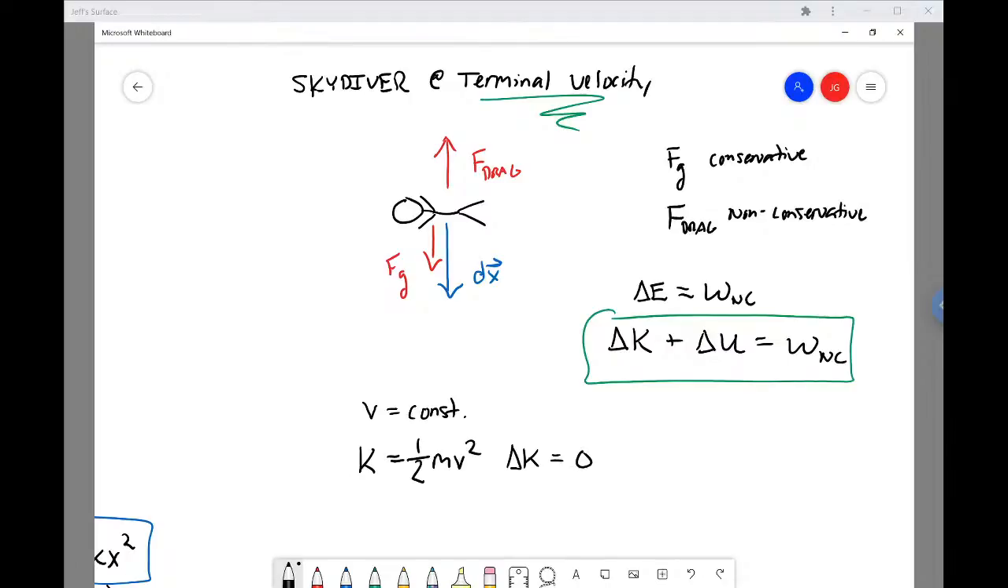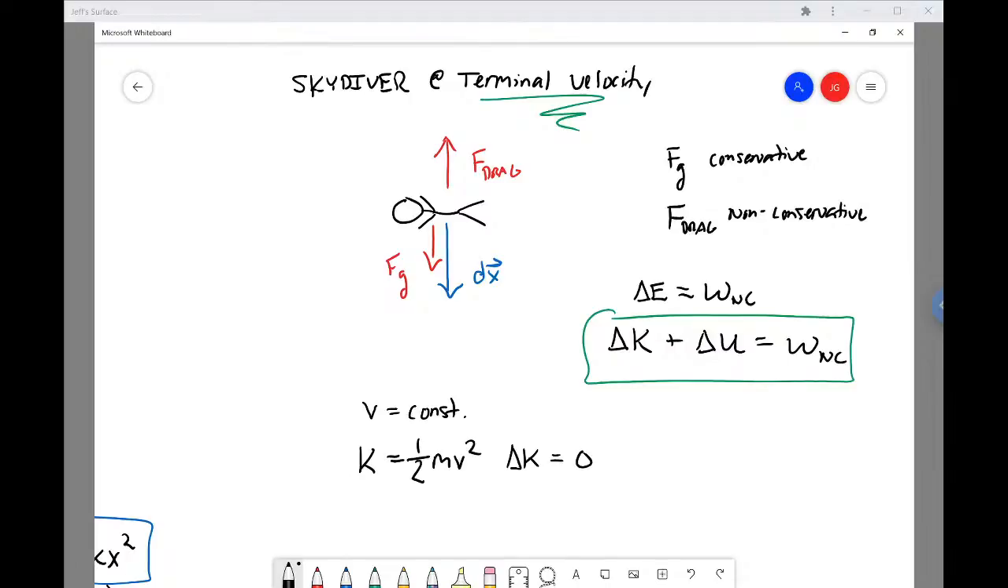All right. So what kind of work is gravity doing? Gravity is doing positive work here because gravity is pulling down and the displacement is down. So the displacement vector and the gravitational force vector point in the same direction, so the dot product would give us a positive number. What's happening to delta U? What's happening to the gravitational potential energy?